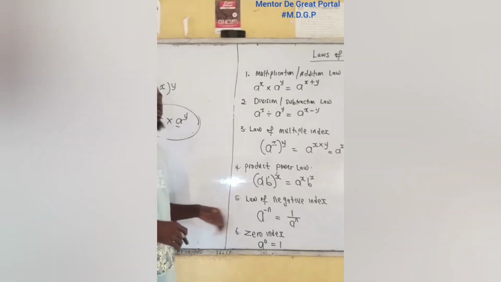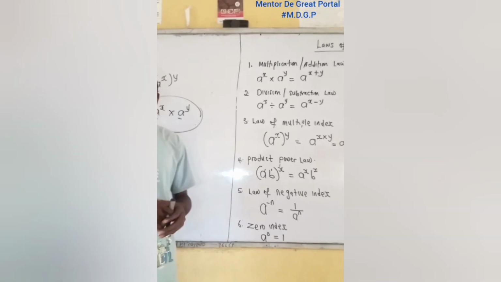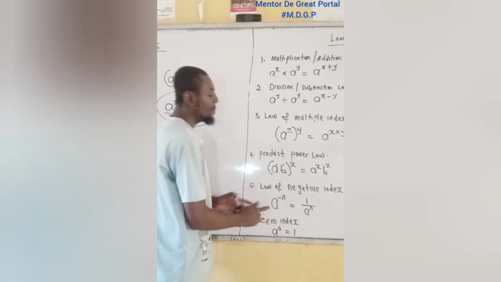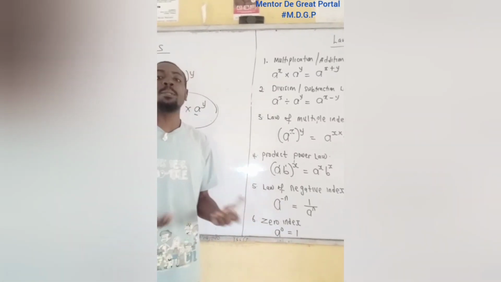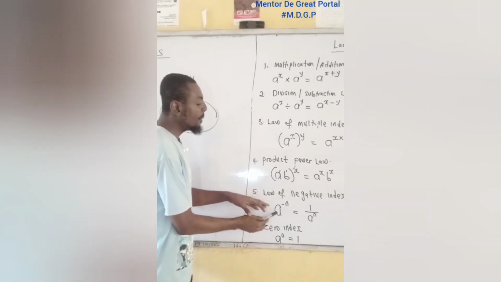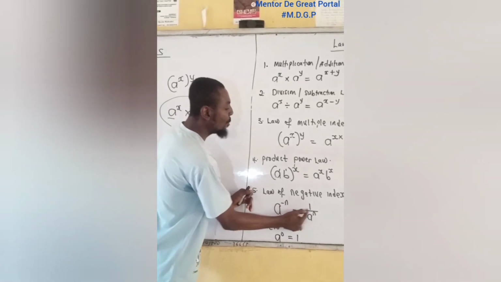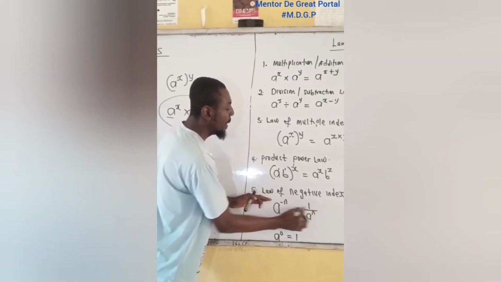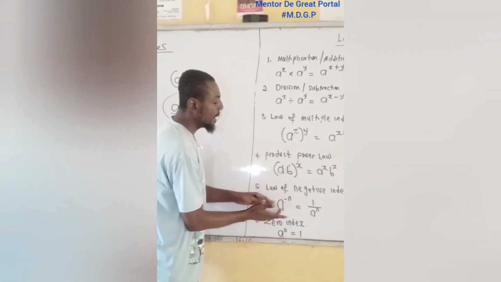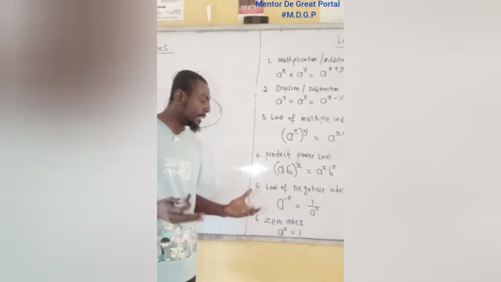Okay, we have number 5, which is the law of negative index. When a number is raised to a negative index, you take the reciprocal of that number and then remove the negative. When I say reciprocal, it means 1 over, inverse. So a raised to the power minus n is equal to, this minus means 1 over, whenever I say 1 over, the minus is already removed. So 1 over the number which is a, then raised to a positive index. All right, I believe we'll get this right.